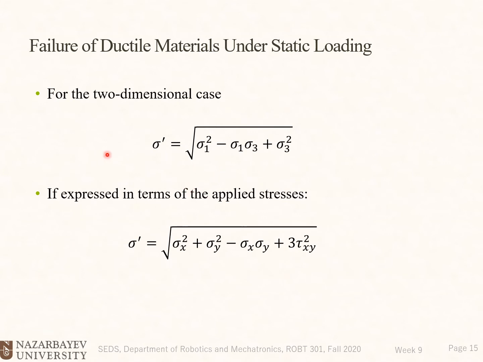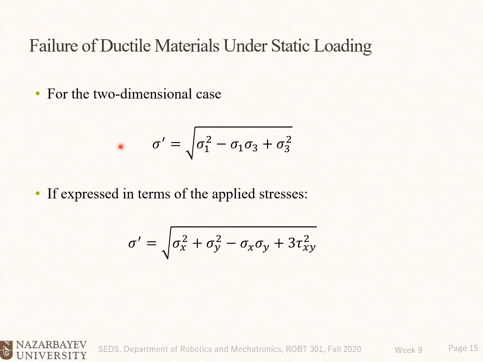So here we have the effective von Mises stress for the two-dimensional cases. Sigma prime is the von Mises effective stress. You see the analogy and similarity between this formula and the formula that we developed before. If expressed in terms of the applied stresses, then for the two-dimensional cases, sigma prime will be equal to this expression, okay? So these are exactly the same. It's just this one is based on applied stresses, and this one on principal stresses. Up to you which one you use. You will end up with the same sigma prime.